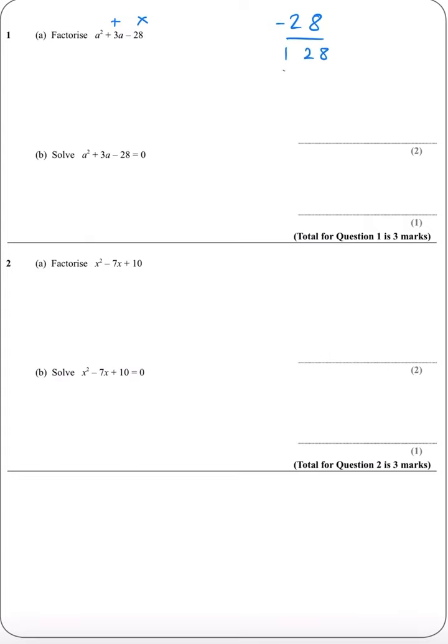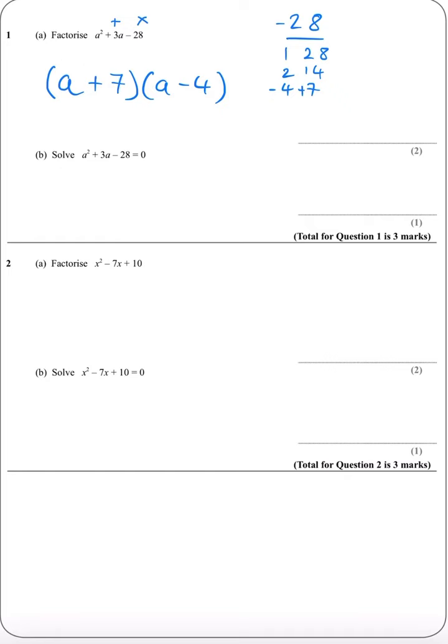So 1 and 28, 2 and 14, and 4 and 7. And it's going to be 4 and 7. The 4 is going to be negative and the 7 will be positive, because 7 take away 4 gives me 3 in the middle. So factorising this will give me a plus 7, a take away 4. And that is the first part factorised.